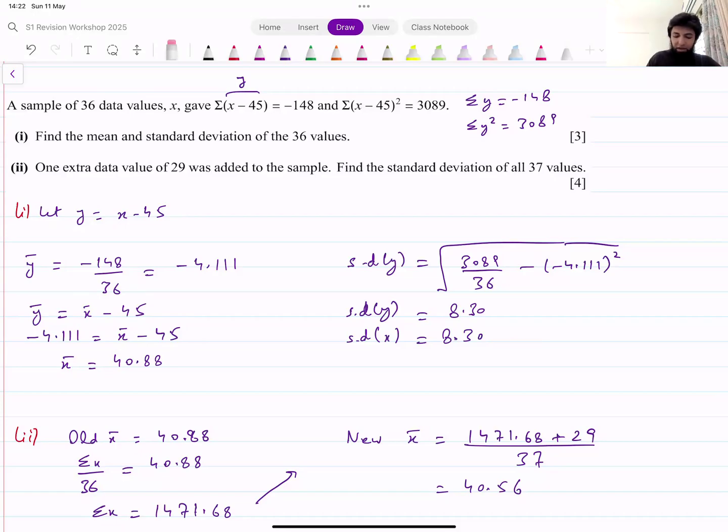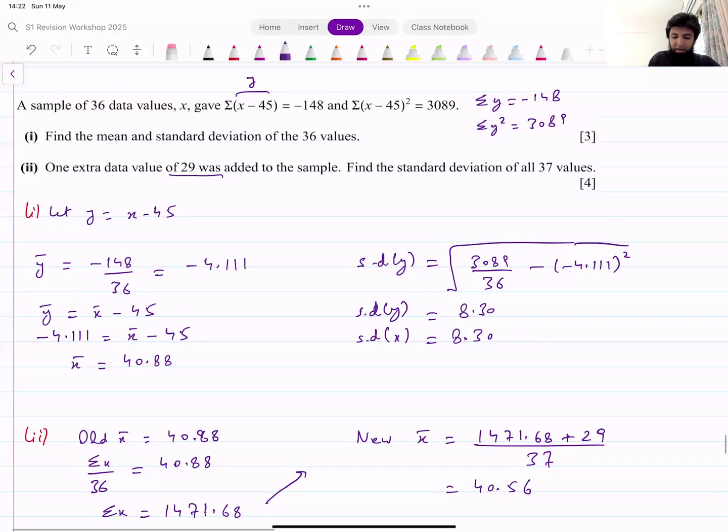Now it says one extra value of 29 is added. Find the standard deviation of all 37 values. How do we think about this now? We have another additional value that's 29 that is added to the data. Standard deviation of all those values.